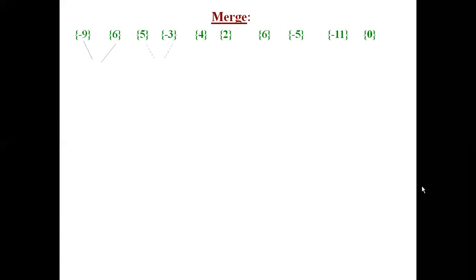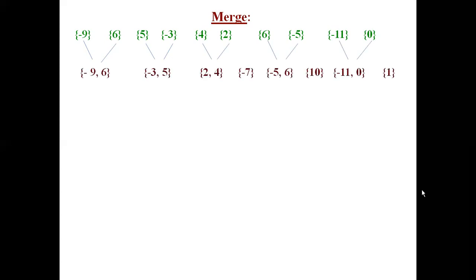Now we apply the merge concept. While merging, we take care that we are arranging in the non-decreasing order. So minus 9 is the least, then comes 6. 5, minus 3, so minus 3, 5. 4, 2 becomes 2, 4. Then we have the single element minus 7 in its place as it is written. Then we have minus 5, 6. The single element 10 as it is in its place, which was there in the previous step in the split. Then we have minus 11, 0 as it is, and the single element 1.